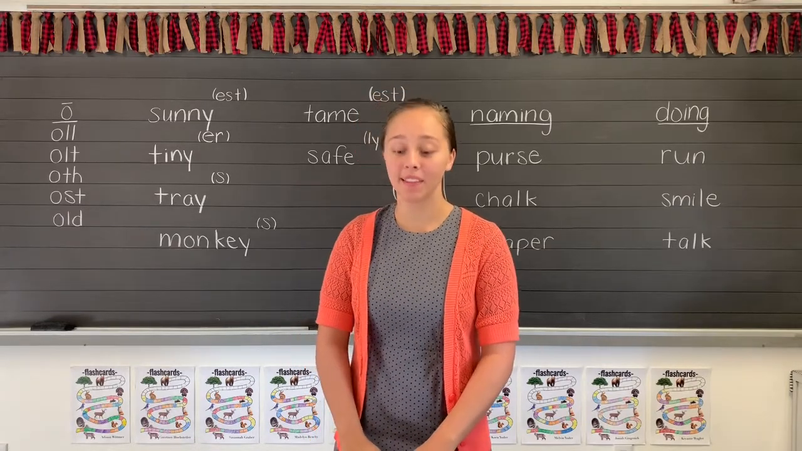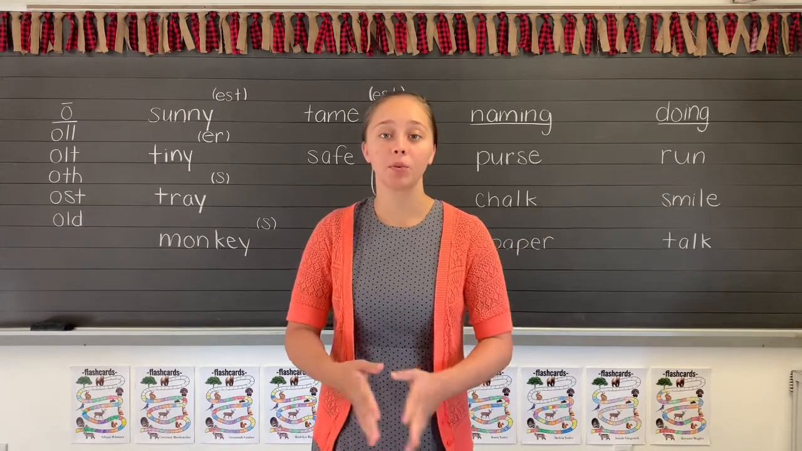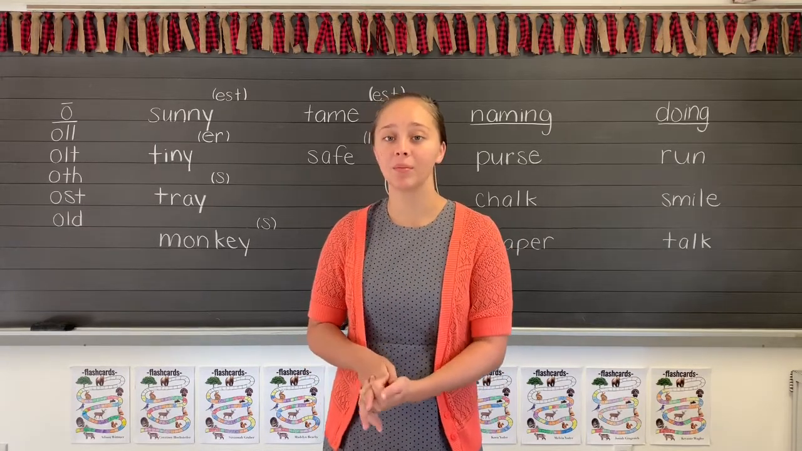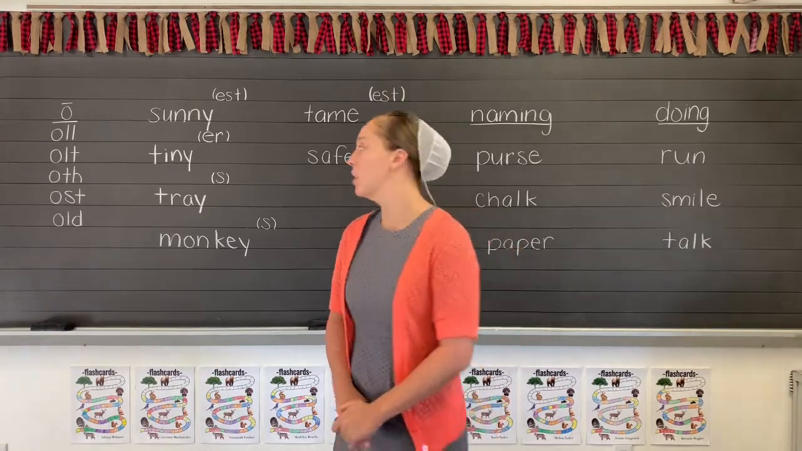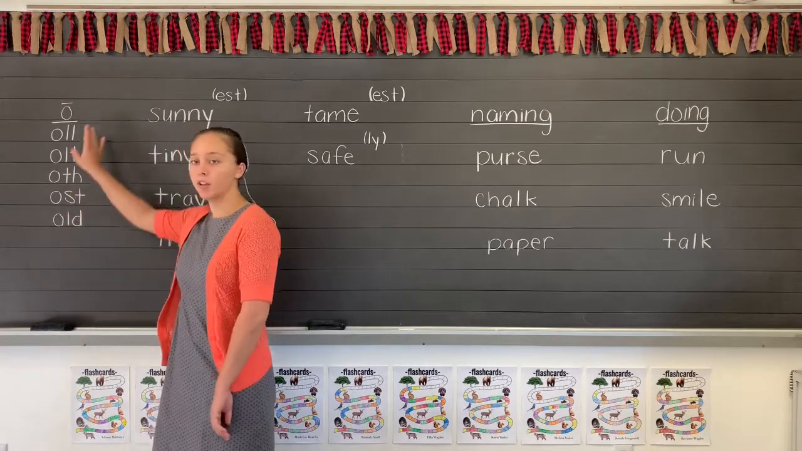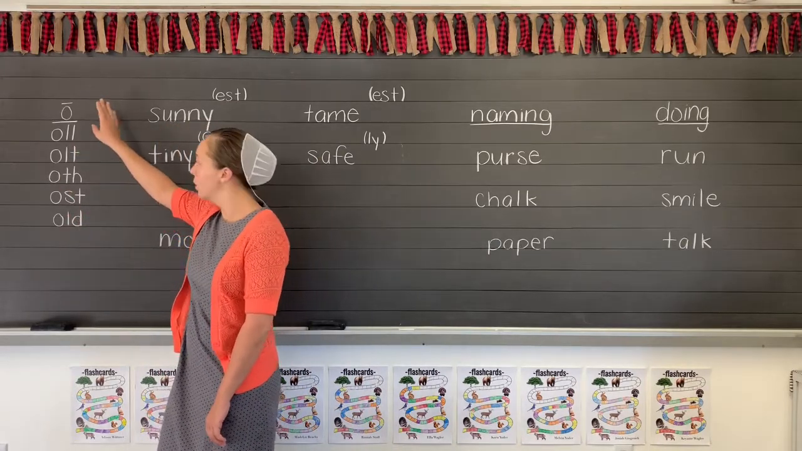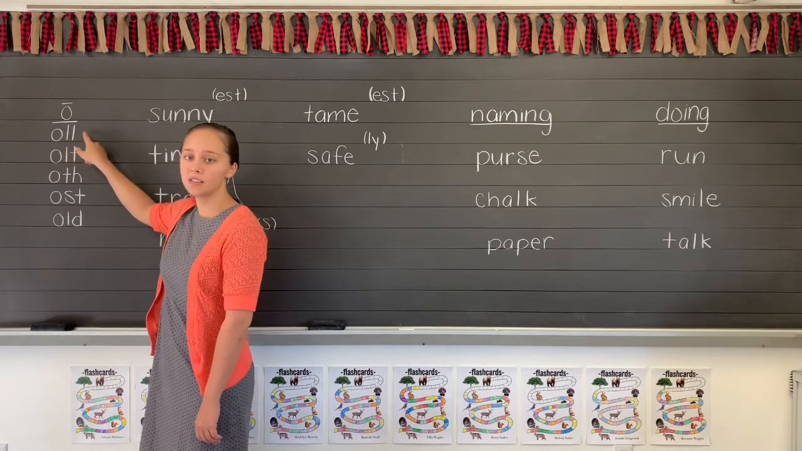Today we're working with Language Arts, Lesson 3. First of all, we're going to do a little bit of review. So let's look up at the chalkboard and let's do some review. Right here, we have our special endings that have the long O sound, okay? So let's say these together. O-L-L says old.